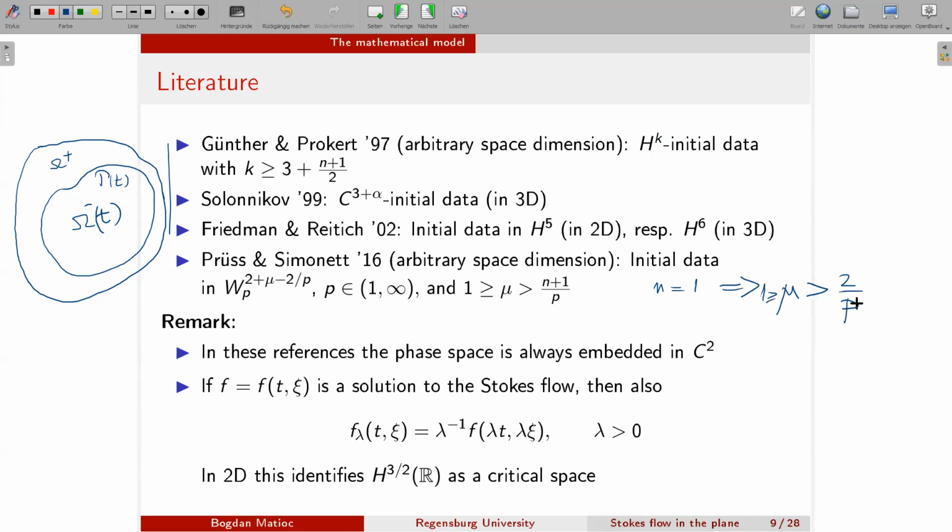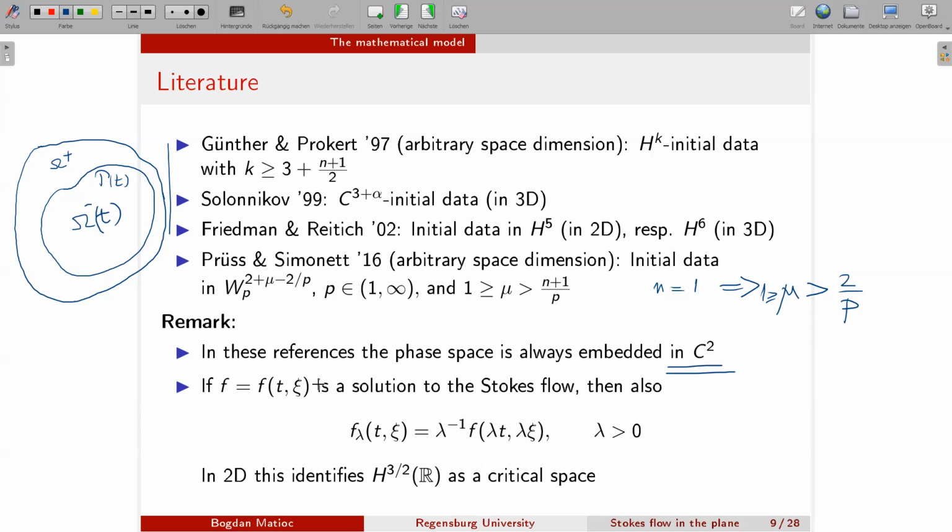So p equal to 2 is not allowed. In all these references, the phase space is always embedded in C2. This is what one may easily check to be true.